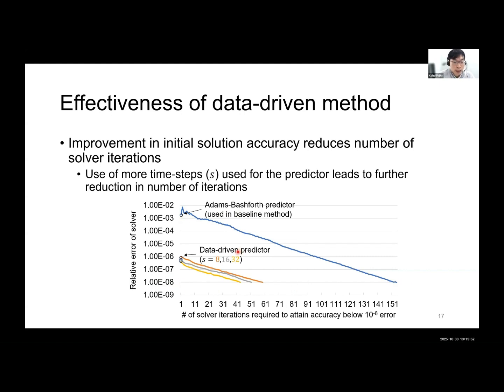By using the data-driven predictor, we can get significant improvement in the initial solution. And using the iterative solver, we can get a reduced number of iterations. These colors are indicating the number of steps used in the predictor. As you can see, if we increase the number of time steps used for the predictor, we can reduce the number of iterations required in the solver.